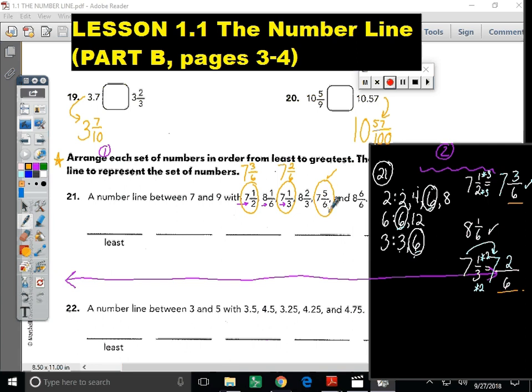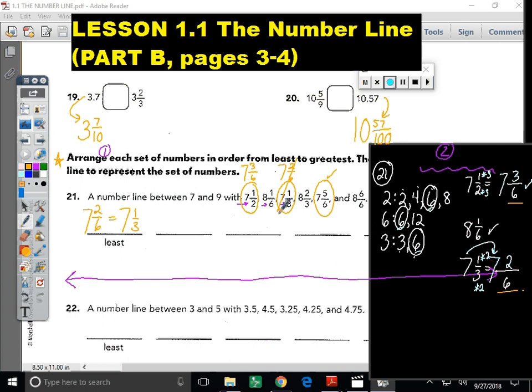7 5/6, 7 2/6, 7 3/6. Well, 7 2/6 is the smallest, so that's going to go right here on this first line. But that's not the number they gave me to work with. They actually gave him a nickname. They called him 7 1/3. So I'm just going to show you that he has 2 identities. All right, we're done with this one.